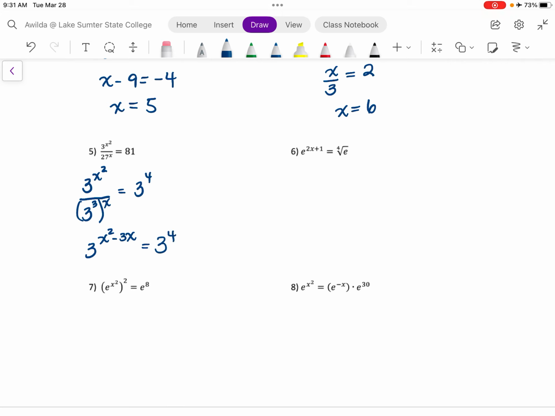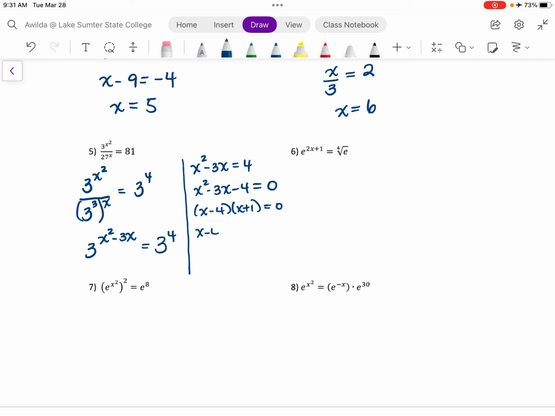So now I have two powers that are equal with equal bases, so it must be that the exponents are equal. So x squared minus 3x must equal 4. And that gives me a quadratic equation. So I'm going to clear the right-hand side and write this as x squared minus 3x minus 4 equals 0. And using factoring, I'm going to write this as x minus 4 times x plus 1 must equal 0.